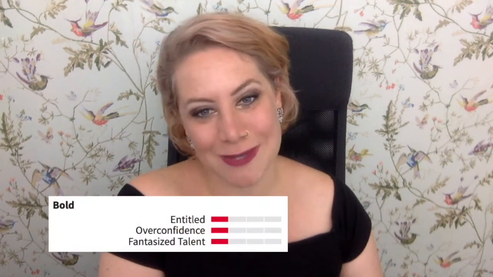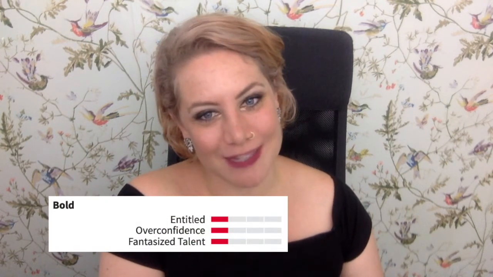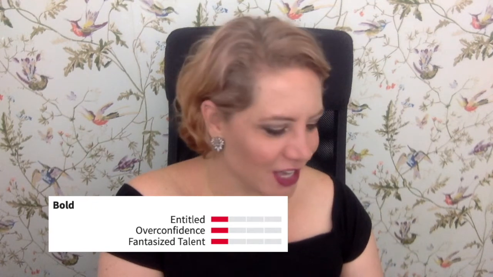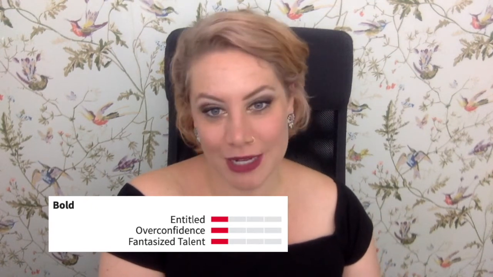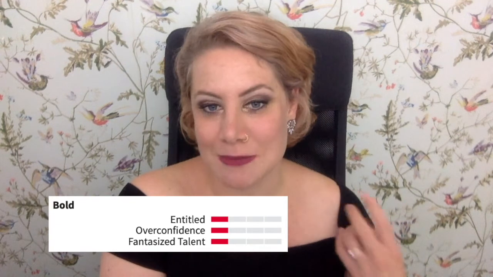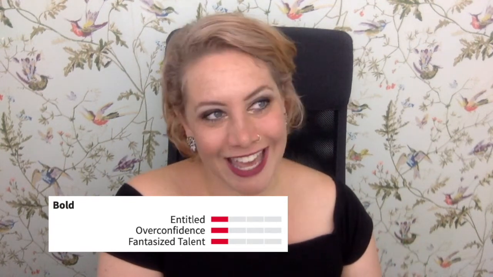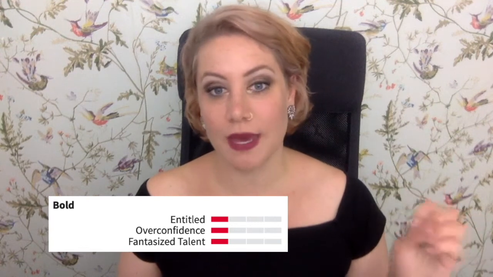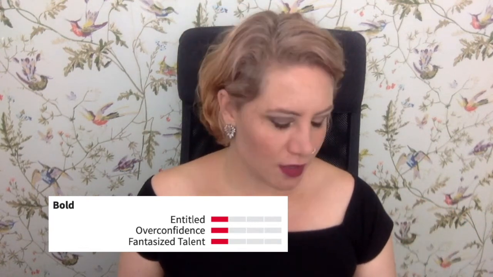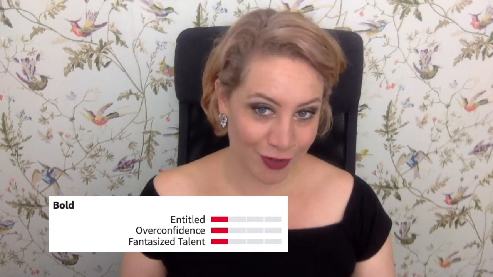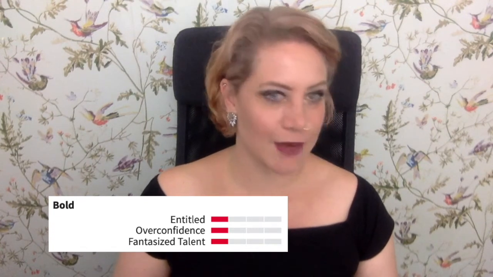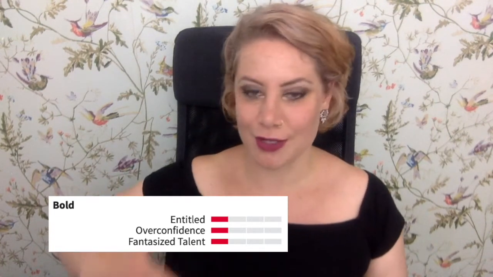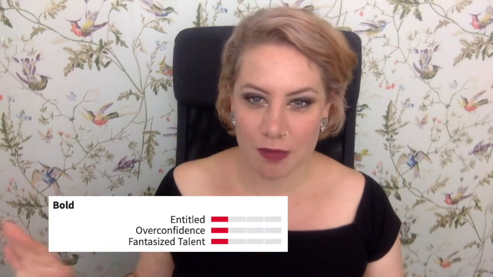The next scale is bold with the following subscales. Entitled, so the feeling that one has special gifts and talents, and this also indicates that the person expects special treatment. Then the second subscale is overconfidence. And again, we already spoke about it: too much overconfidence can put people off.